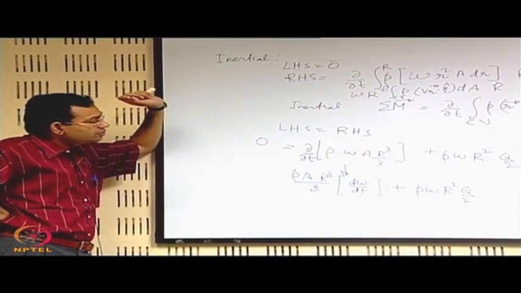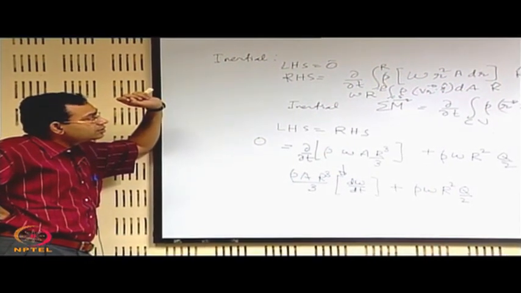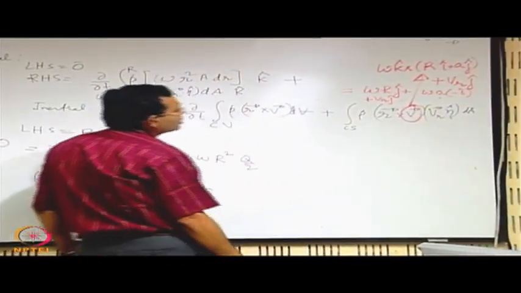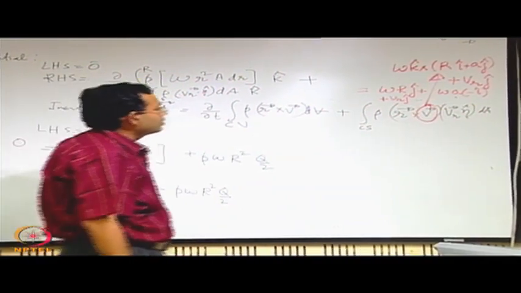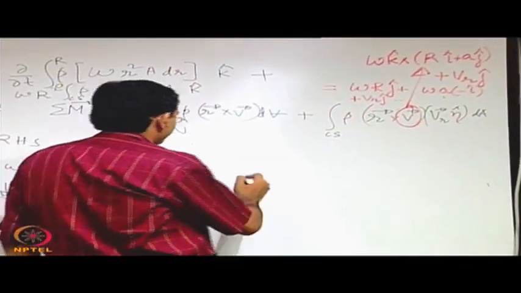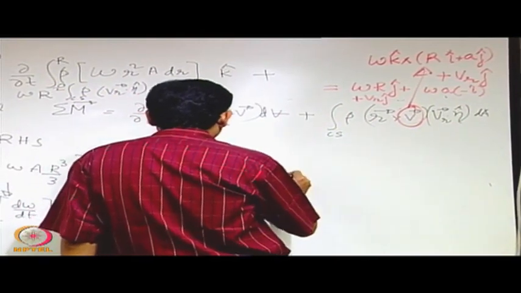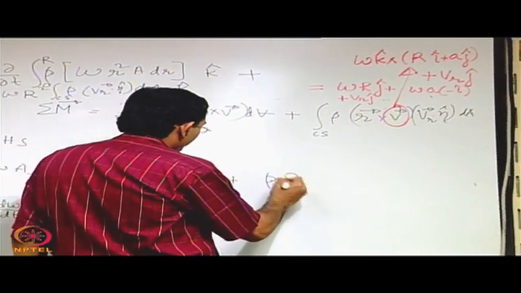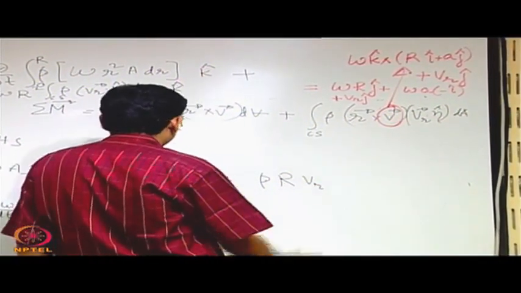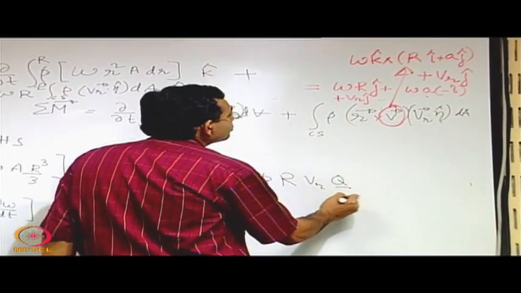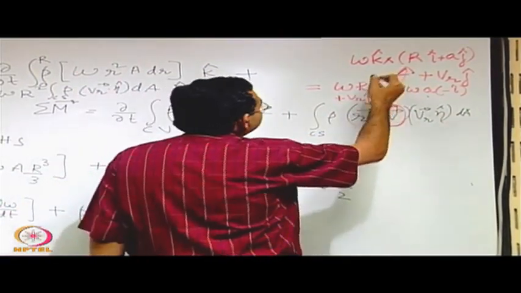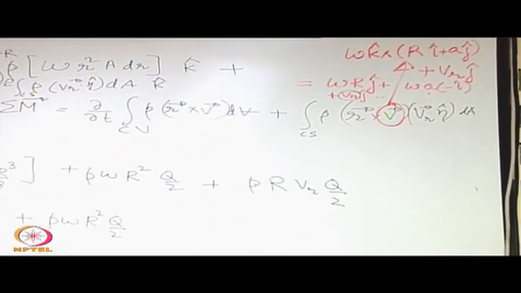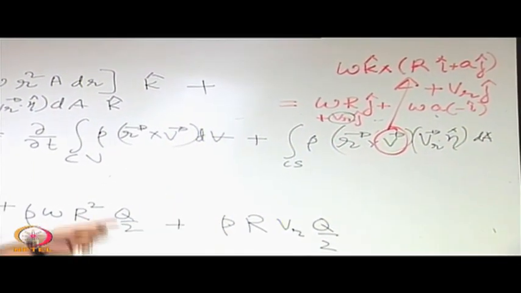Vr into, where is that term? R cross V. So, what is there? Plus rho, you tell, I will just write R into Vr into q by 2. So, one term because of multiplication of this with R, because of this with R, that was omitted, I mean not omitted, just somehow not written here.